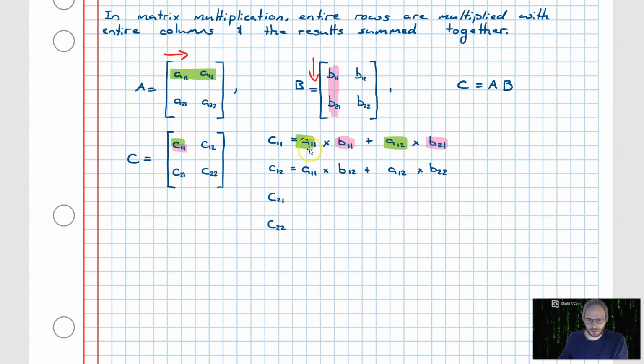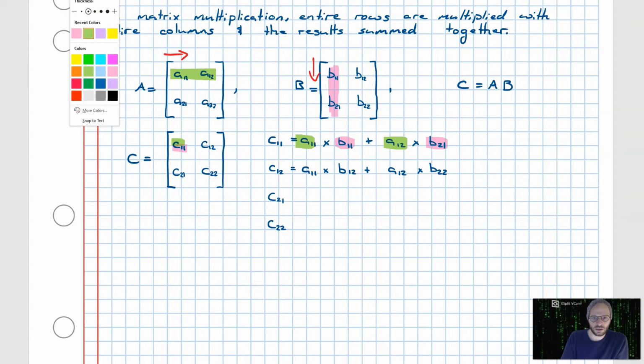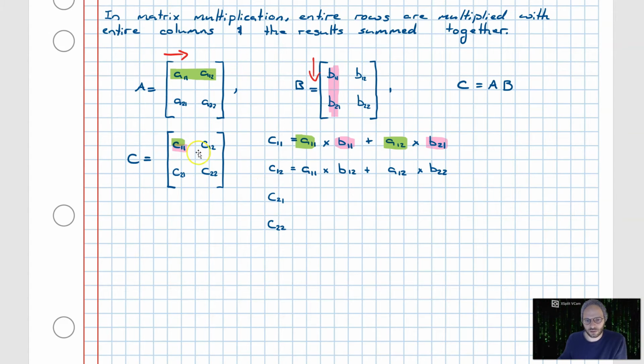Now, the way in which we deduce this, for the first element we go A11, so 1,1, multiplied by B11, so A11, B11. Hopping across, we go plus A12, so we're moving across the row to A12. Then we're moving down the column, so B21. This yields C11.